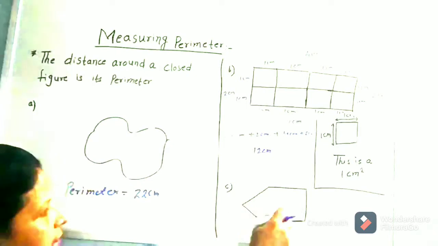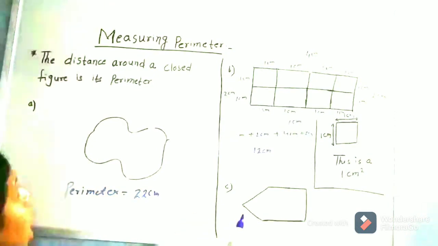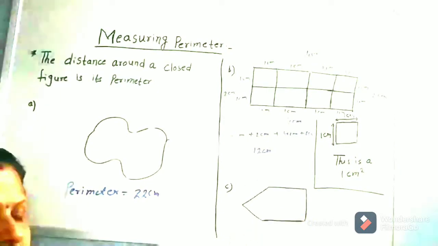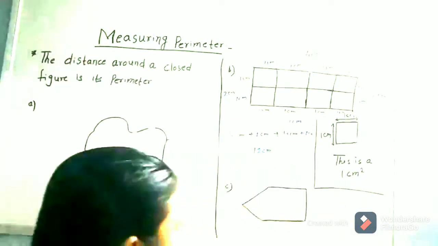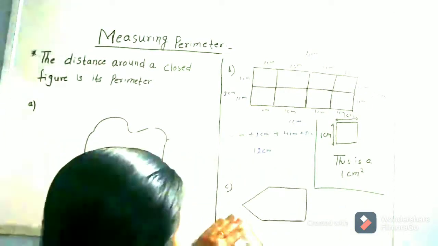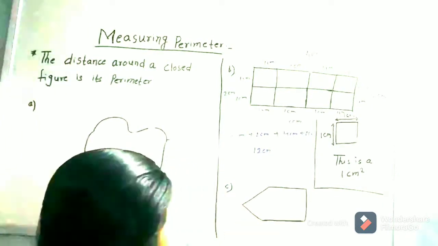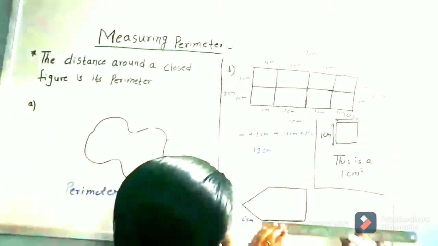Now this is a different type of figure. How do we find the perimeter? We know the perimeter is the distance around the closed figure. Here we use this ruler. We start at the 0 point, so 0 to here is 6. This side is 6 centimeters. We write here 6 centimeters.